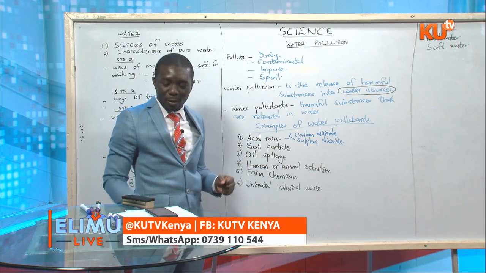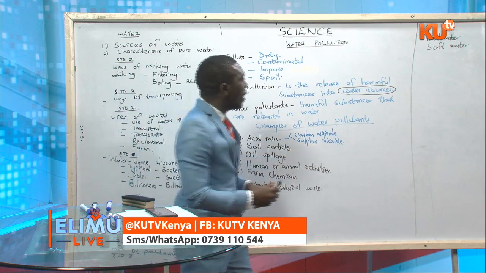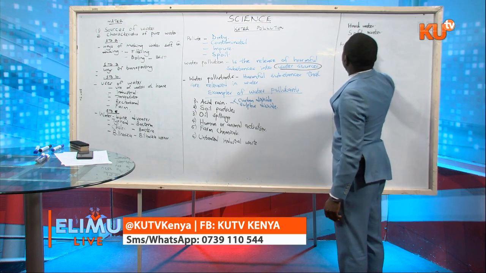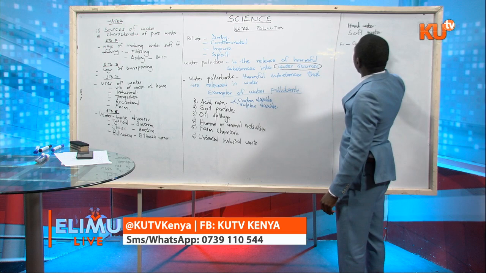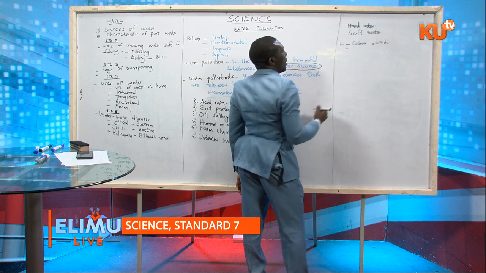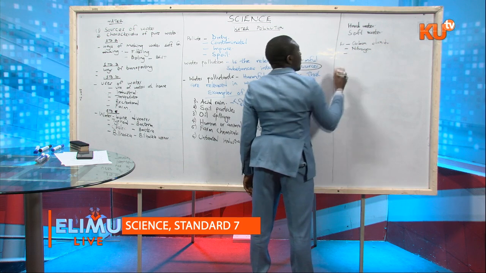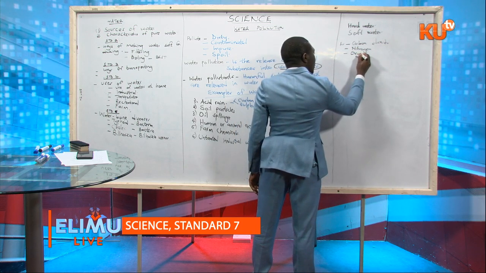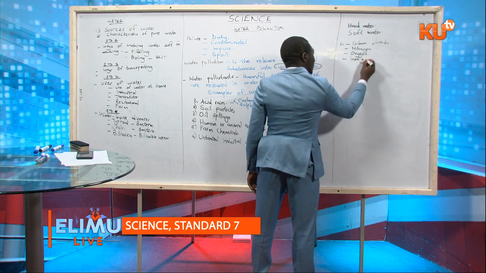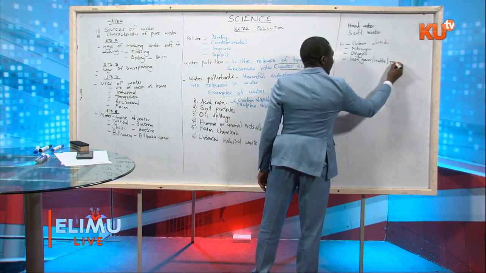In standard 6, under composition of air, we learned that air comprises many gases. We have got carbon dioxide. Number 2, we said it has got nitrogen. Number 3, we said it has got oxygen. Number 4, we said it has got inert gases, which are also known as noble gases, or we call them rare gases.